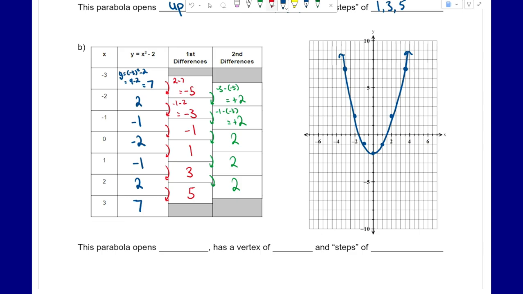In this case, for the opening, again I look at where the open part of my graph is. It is at the top, so that means that this quadratic opens up. Looking for the vertex, where is the lowest or the highest point? Here is my lowest point, so the lowest point is 0, negative 2.